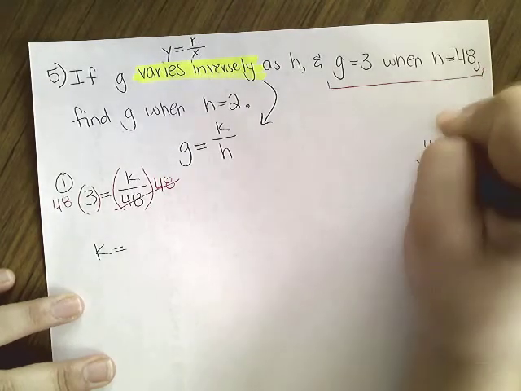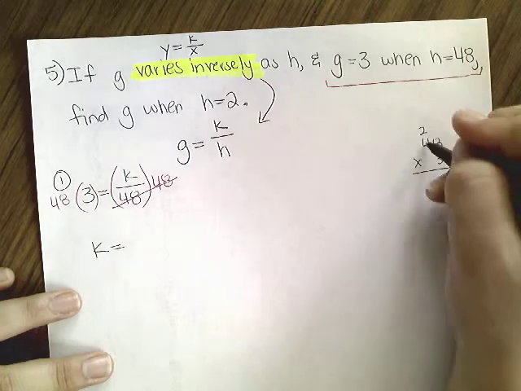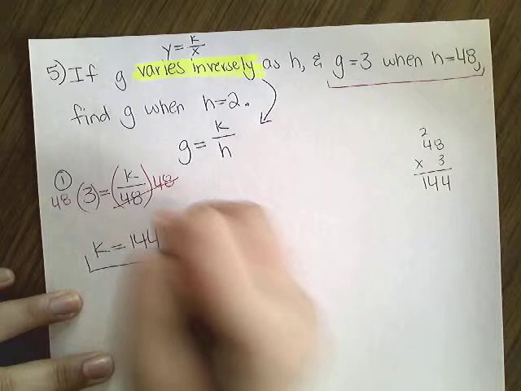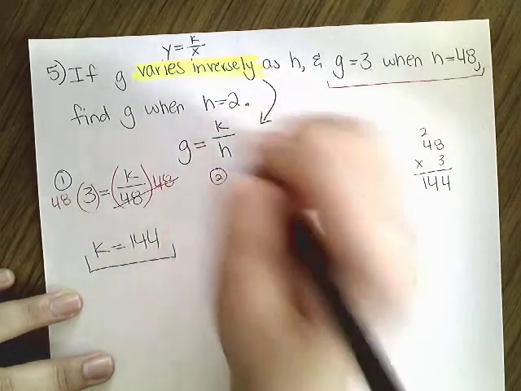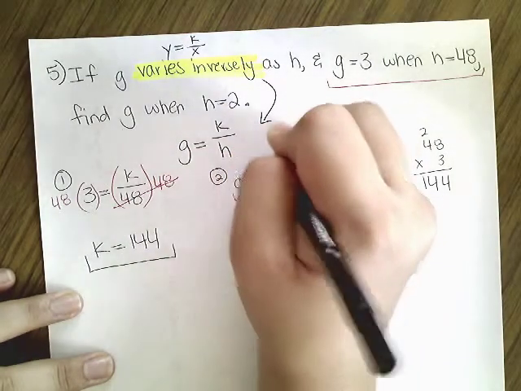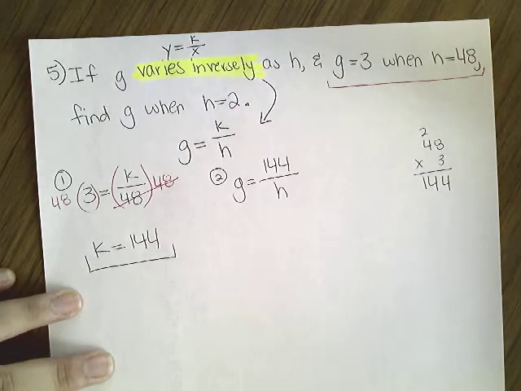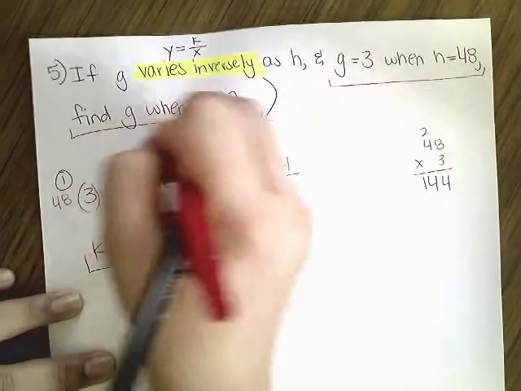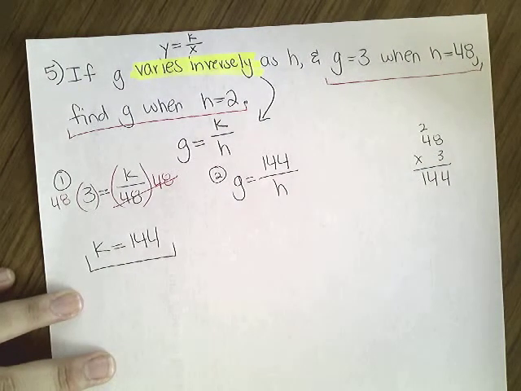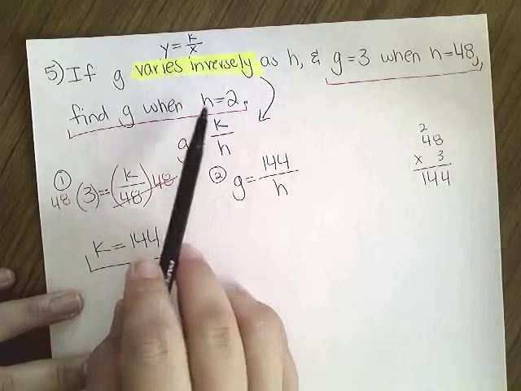48 times 3, 144. So that is our constant of proportionality. So we have g equals 144 over h. Now we can use that equation, g equals 144 over h, to solve for g when h equals 2.